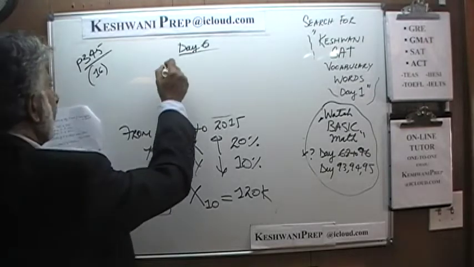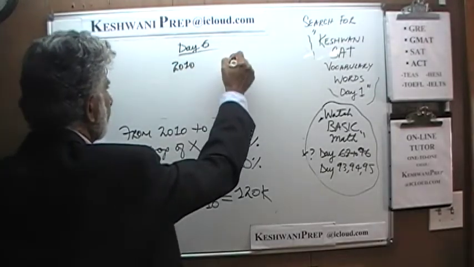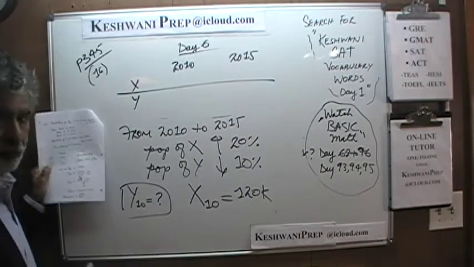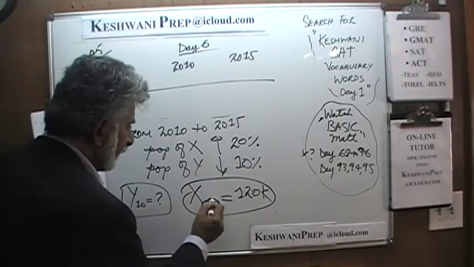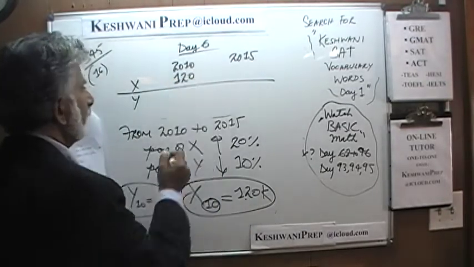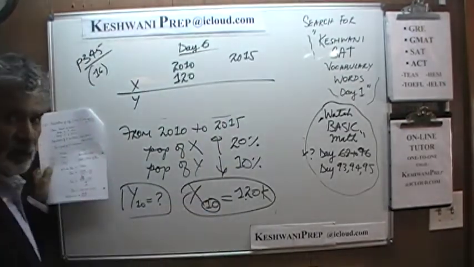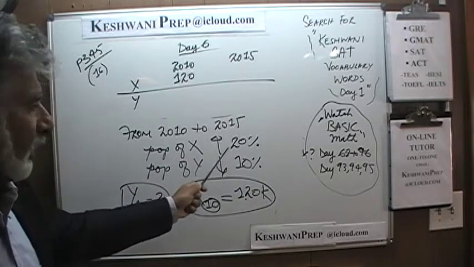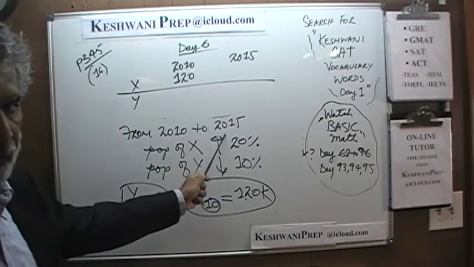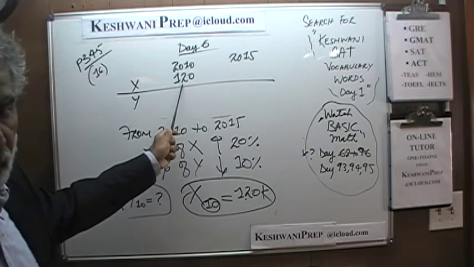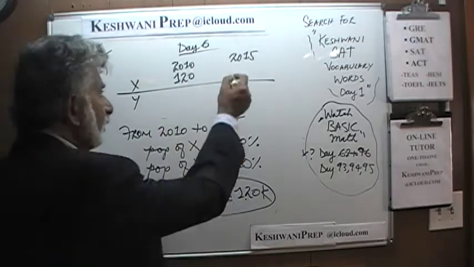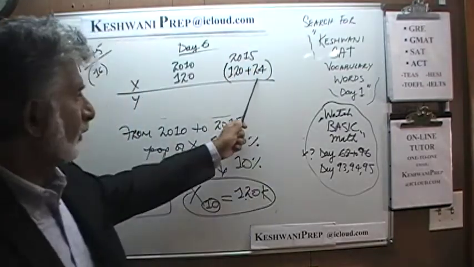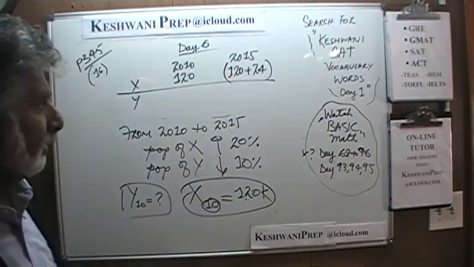So let's set it up nicely. Here we have 2010, 2015. Here we have X, and here we have Y. We're going to begin this story from what we know, which is that the population of city X in 2010 was 120. We also know that in 2015 they were equal, but we'll get to that in a second. The population of X has gone up by 20% from 2010 to 2015. 10% of 120 is 12, 20% must be 24. So population in 2015 is 120 plus 24. 24 comes from 20% of 120. So that part is done.